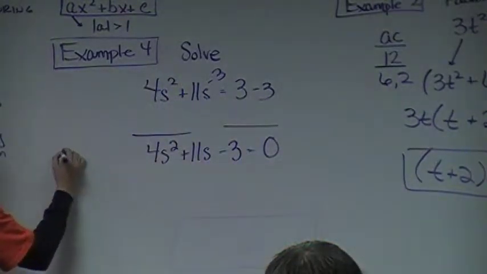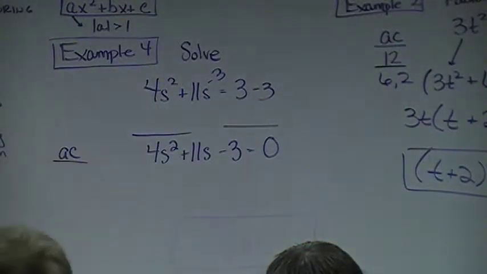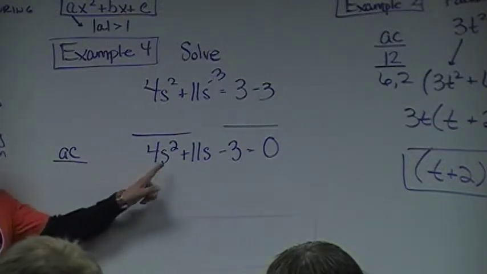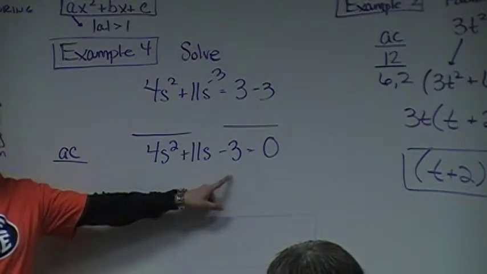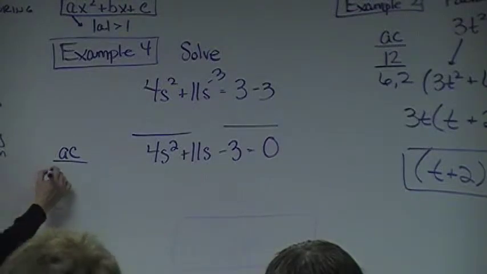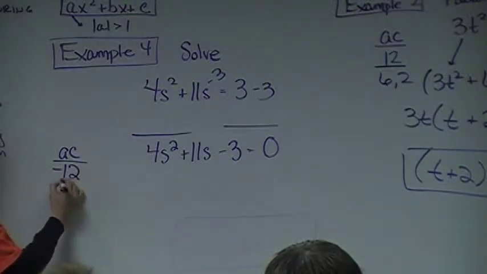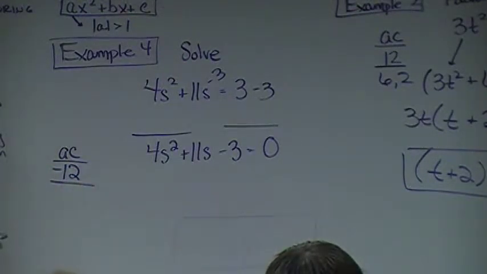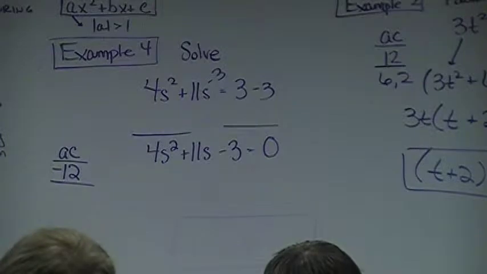Okay. So now we're going to go ahead and find out what AC is. What's 4 times negative 3? Negative 12, exactly. So AC is negative 12. So now we need to come up with factors of negative 12 whose sum is what though? 11, correct. 11.